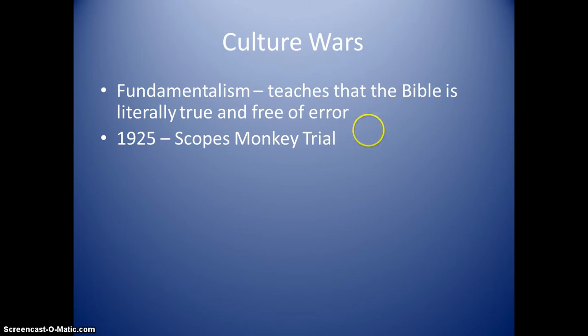And so there's a big debate and trial in Tennessee over whether or not it should be taught basically from the viewpoint of the Bible or the viewpoint of evolution.